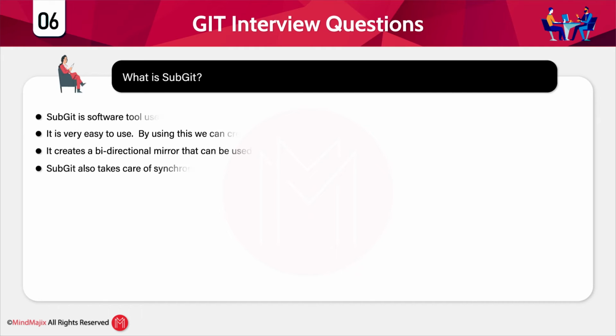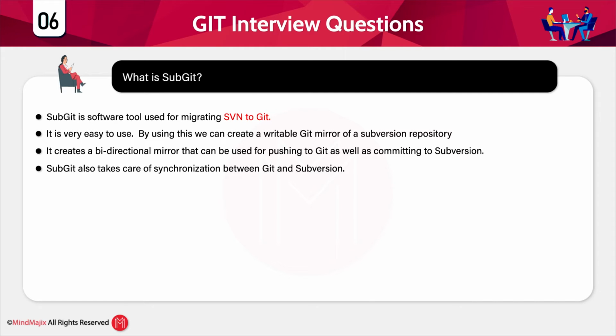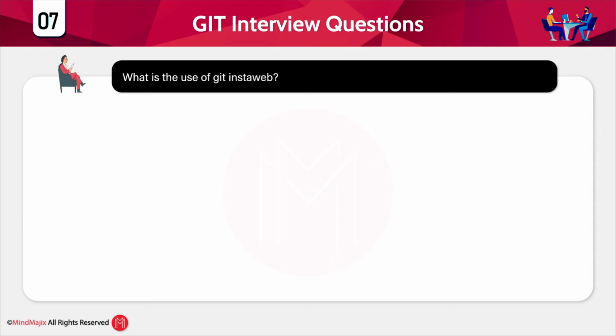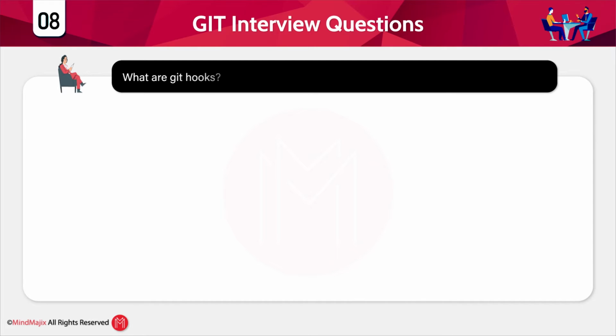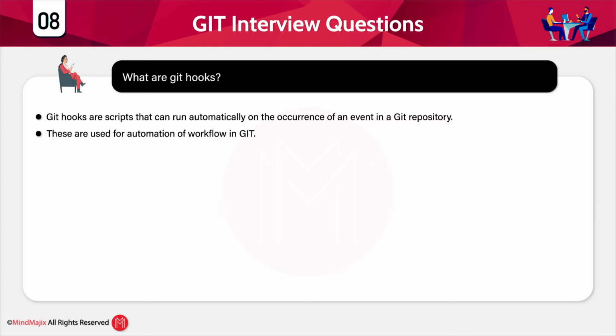SubGit is a software tool used for migrating SVN to Git. What is the use of Git instaweb? Git instaweb is a script by which we can browse a Git repository in a web browser. And Git hooks are what? Scripts that can run automatically on the occurrence of an event in a Git repository. These are used for automation of workflow in Git. Git hooks also help in customizing the internal behavior of Git.